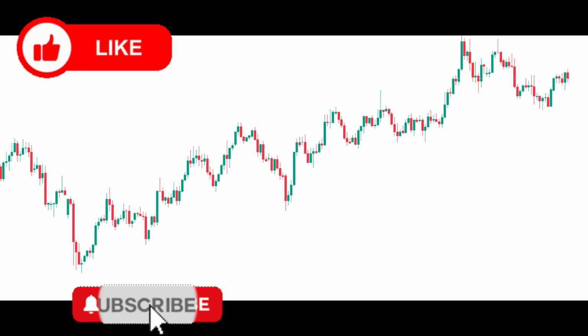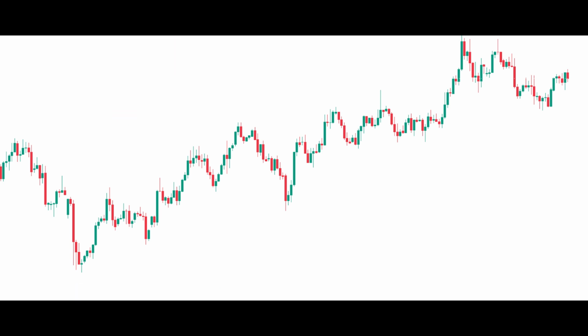Stay patient, follow the trend, and let the market show you the way. Trade smart.